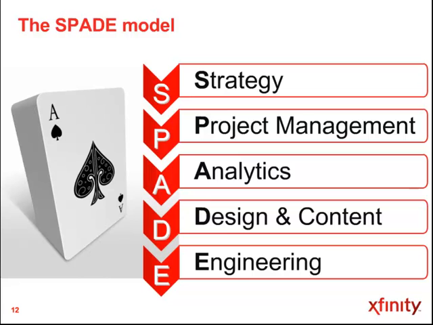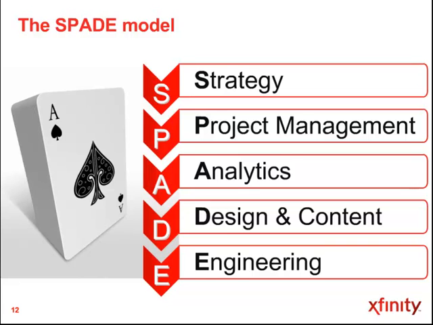A is analytics. You need to have a strong analytics team that can identify the information that they're looking at, because it could be analysis paralysis. So having a good analytics team is really critical.